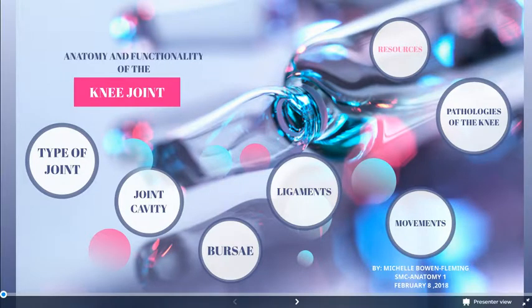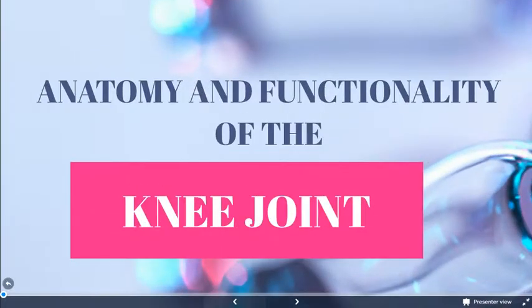Hello, my name is Michelle, and this is a tutorial on the anatomy and functionality of the knee joint. The knee joint is the largest and one of the most essential joints in the human body.